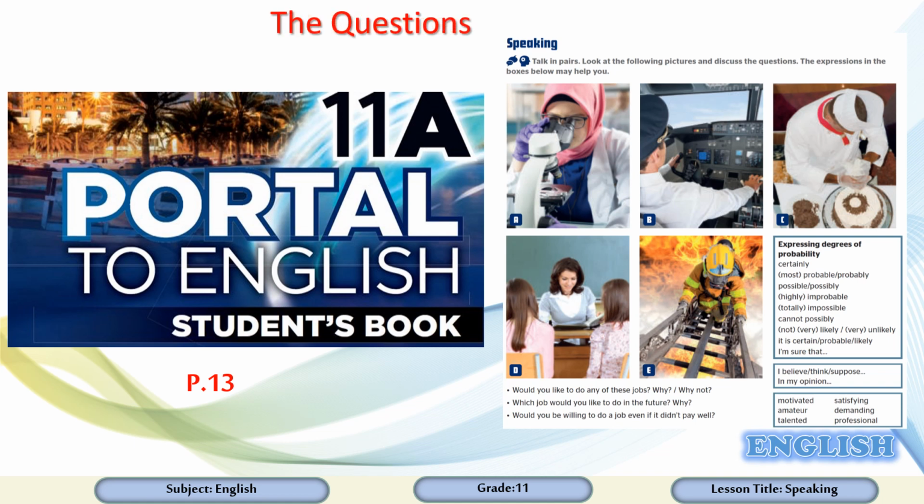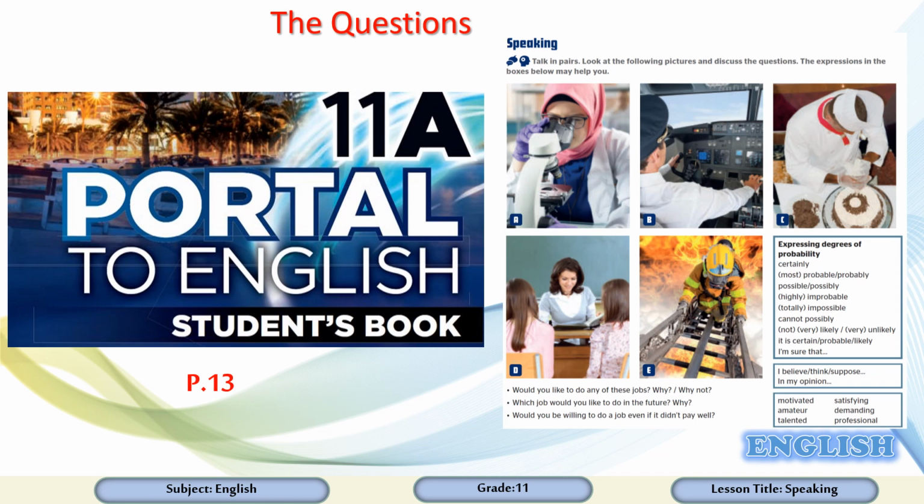Let's look at the questions now. How many questions are there? Yes, there are 3 questions. Let's look at them one by one. Question number 1. Would you like to do any of these jobs? Why or why not? So for this question, you are going to look at the 5 pictures and choose one job and tell whether you would like to do that job or whether you would not like to do that job, and you give your reasons and your arguments for that.